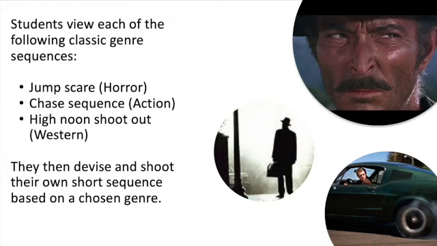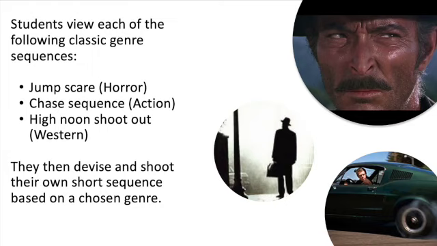another task, which is kind of the final task that I'll talk about today, and it's a genre filmmaking task, and it's really handy to use if you are studying film genre. Essentially, the task involves me showing examples of a jump scare sequence, a chase sequence, and a high noon shootout. And we start to look at what are the genre conventions at work and how do those genre conventions influence what's happening on the screen.